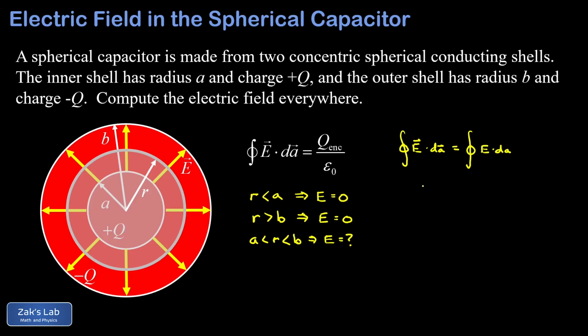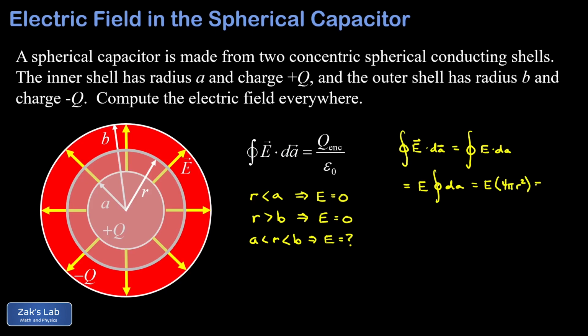Next, we use the fact that with the entire surface of our Gaussian surface equidistant from the center of this configuration, E must have a constant magnitude over the surface by symmetry. As a constant, that E can be factored out of the integral. So I end up with E times the integral of dA. Well, the integral of dA is just the surface area of this Gaussian surface. And the surface area of a sphere is 4 pi r squared. So our flux integral is done.